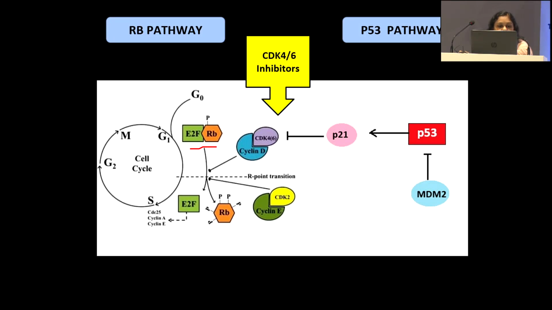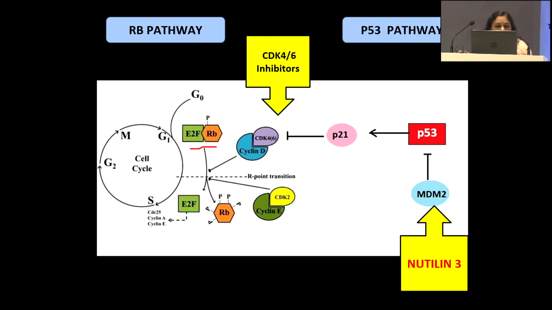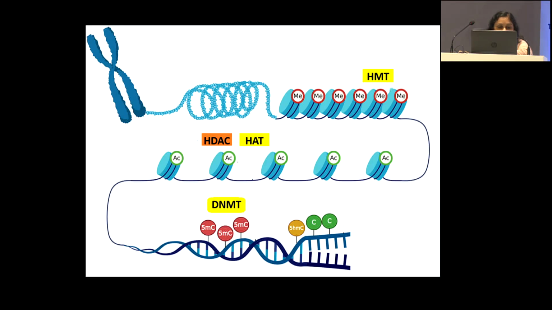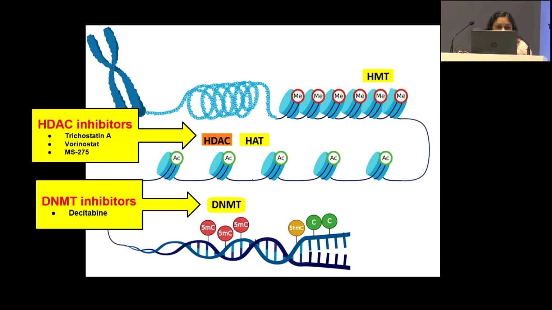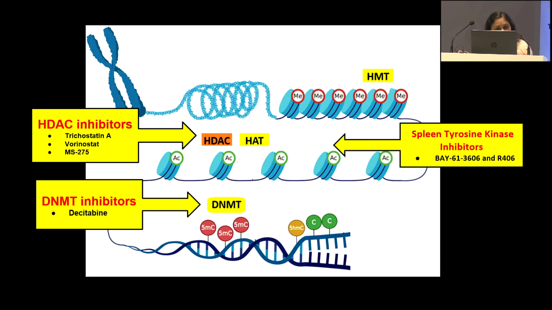They have found CDK inhibitors, which are being researched again, or an MDM2 inhibitor like Nutlin, which has shown good results in mouse models. This is the same epigenetic pathway that I showed before. You can target the DNA methyltransferase or a histone deacetylase or SYK or even EZH2.